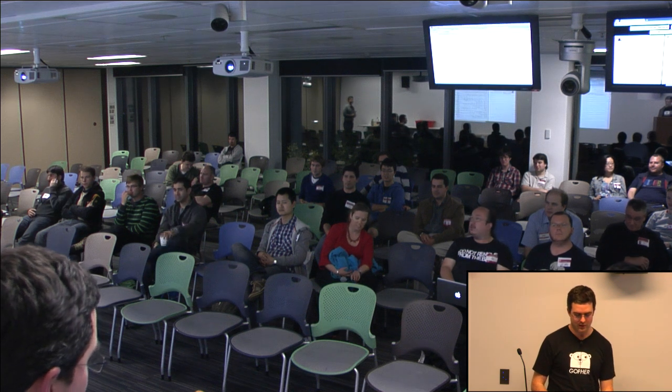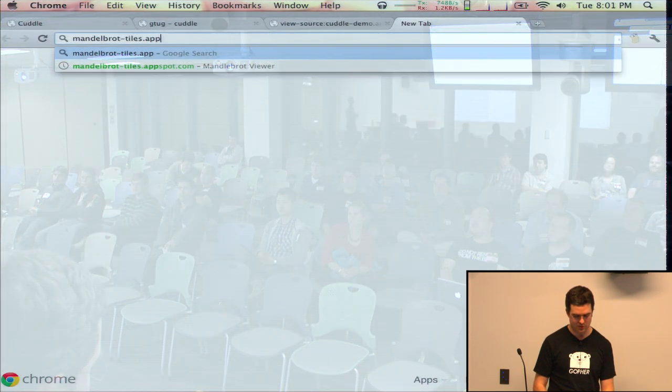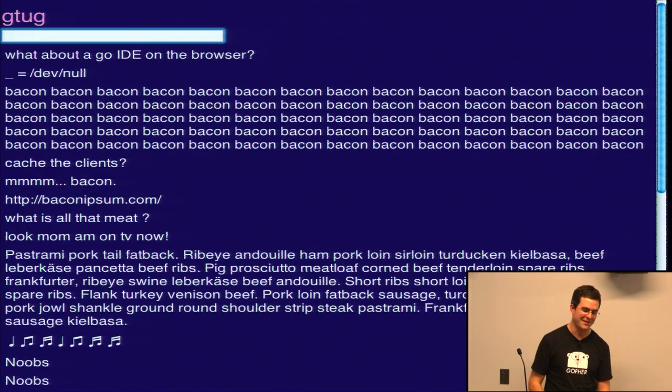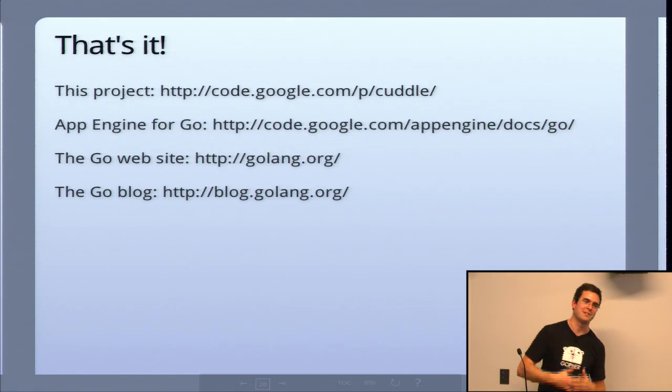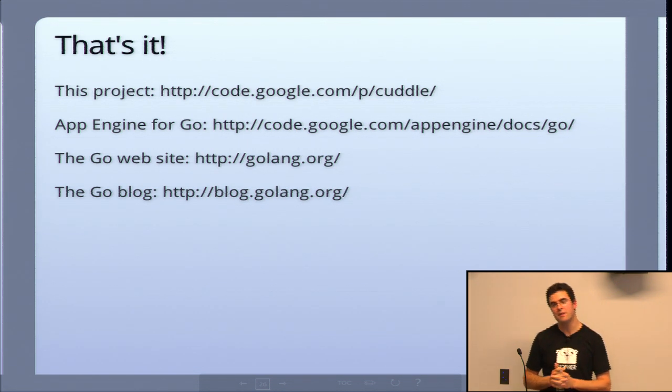Just to give an example, one of our early test programs was Mandelbrot tiles on appspot.com. Anyway, it's a server-side generated Mandelbrot example, and it's in the SDK, you can check it out, but it runs pretty fast.